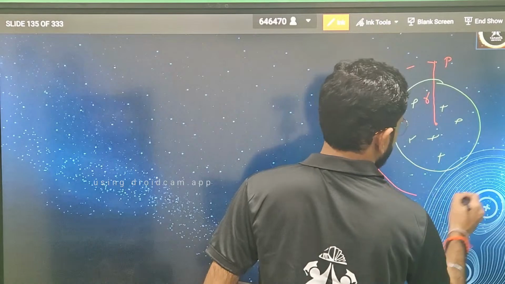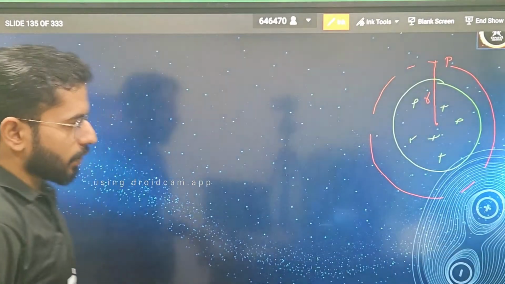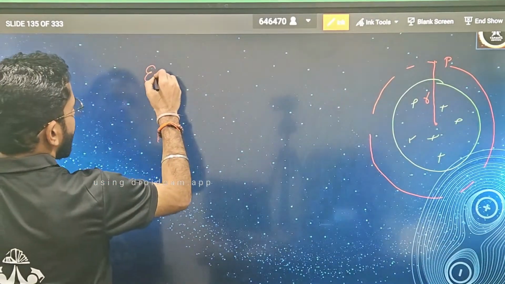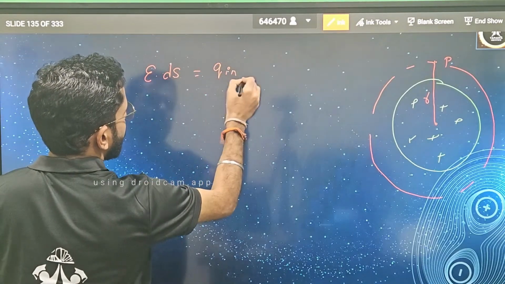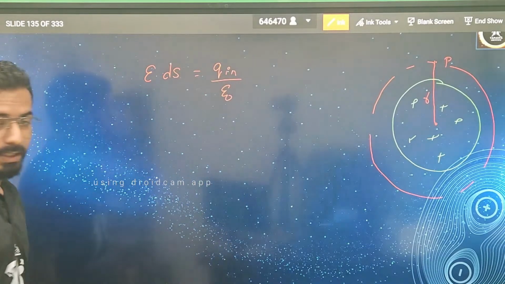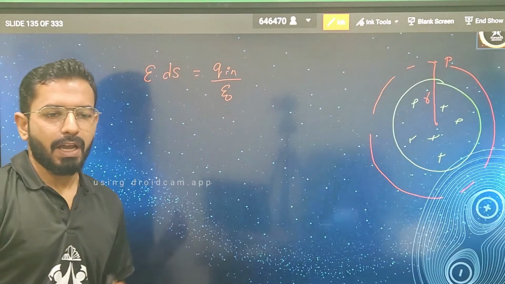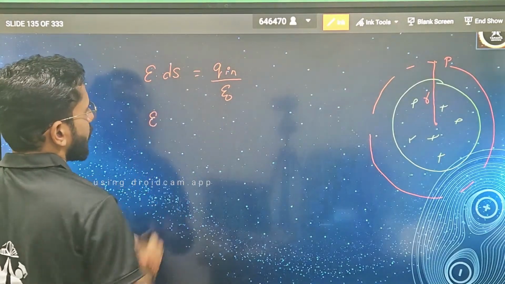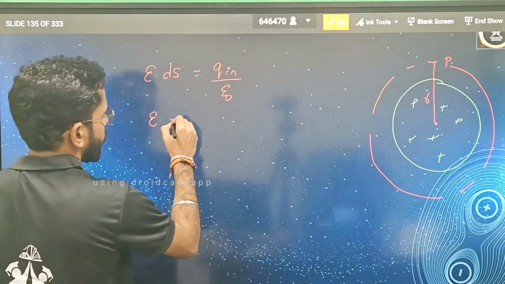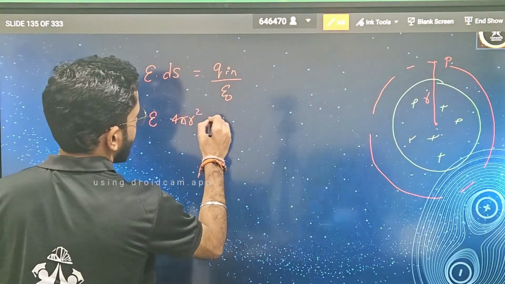Firstly, draw a Gaussian surface. You have drawn a Gaussian surface, then what do you write? You will write E dot ds is equal to net charge present inside divided by epsilon. I don't know how many times I have written the same equation. Till now it has to be clear for you. Now electric field into ds, you will say 4 pi r square. What is the net charge present inside?